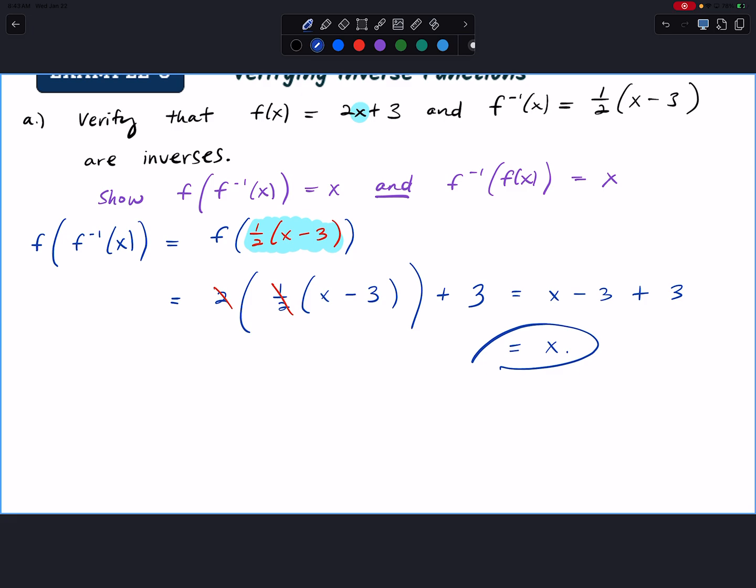Doing the other direction. So we want to show that f inverse of f of x is equal to x. So that's going to be the same thing as f inverse of, inside the parentheses, I'm going to replace this with what f of x was. So f of x, they told us, was 2x plus 3. So this is going to replace the x in the inverse function. Is everybody cool with that?